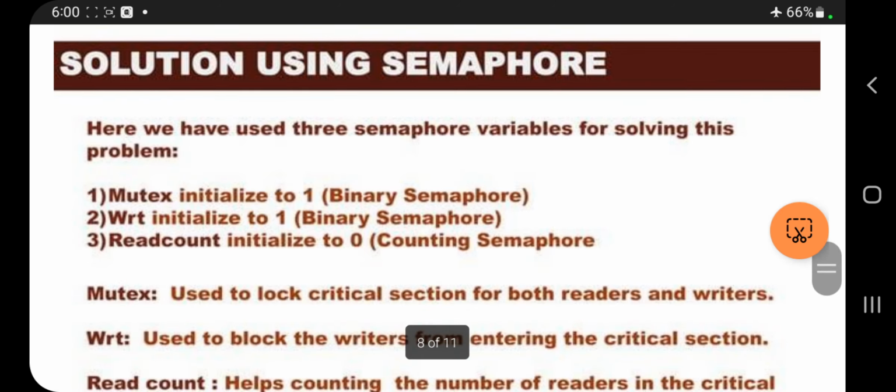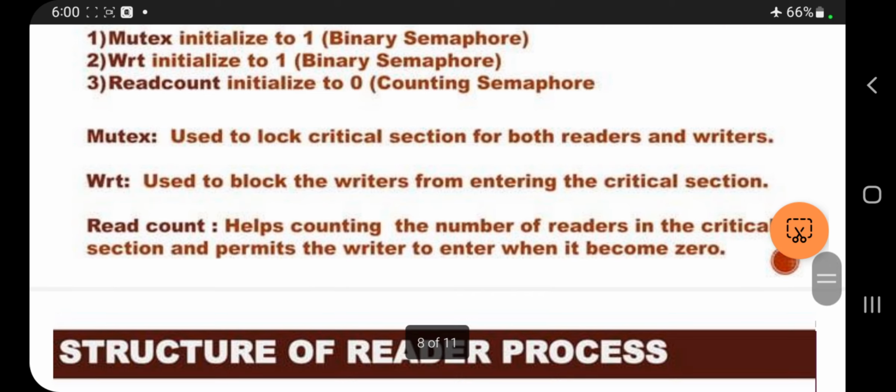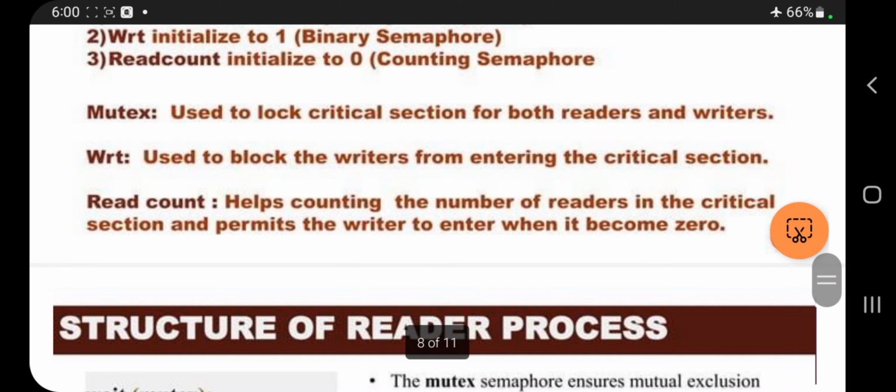There are some solutions using semaphores. Here we have to use three semaphore variables for solving this problem. The first one is mutex, initialized to 1, a binary semaphore. Then wrt, initialized to 1, a binary semaphore, and readcount, initialized to 0, a counting semaphore. The mutex is used to lock the critical section for both readers and writers. wrt is used to block the writers from entering the critical section, and readcount helps count the number of readers in the critical section and permits the writer to enter when it becomes 0.